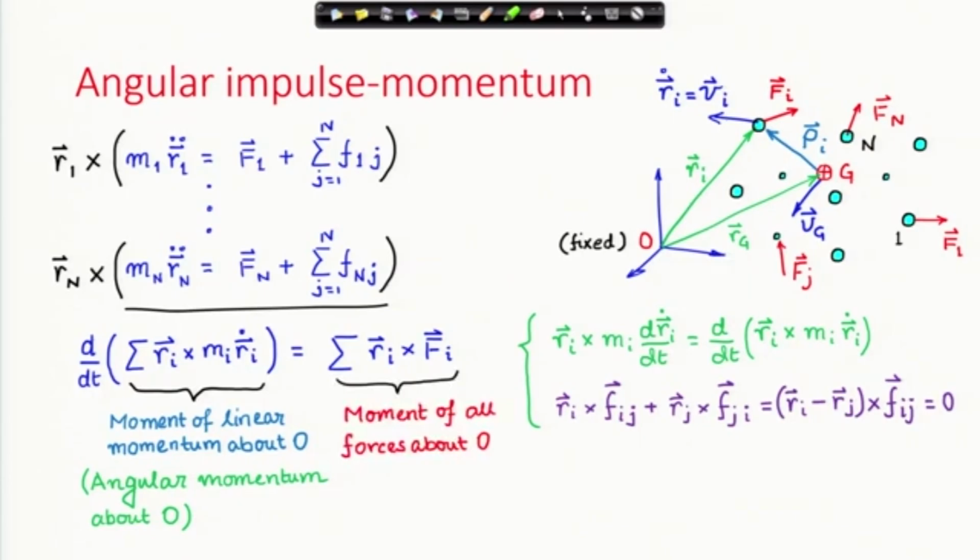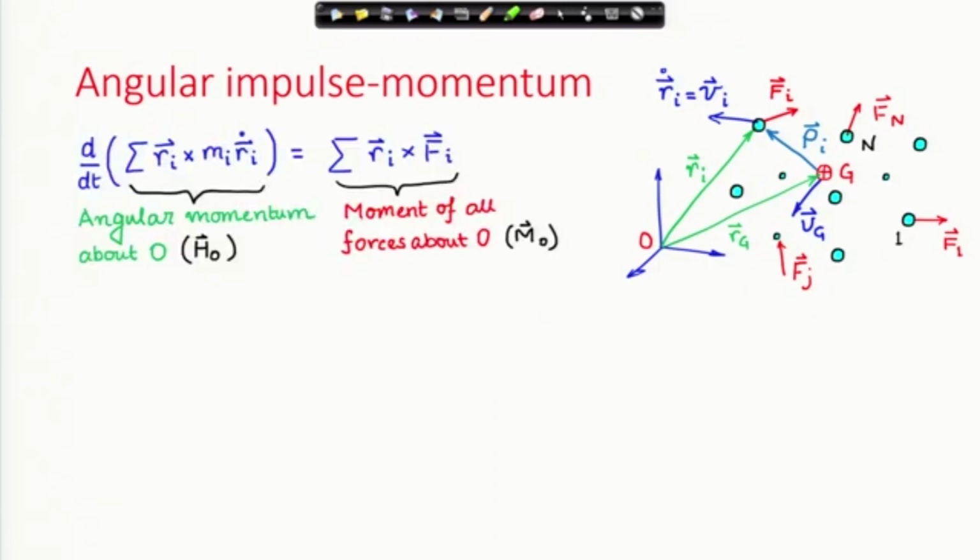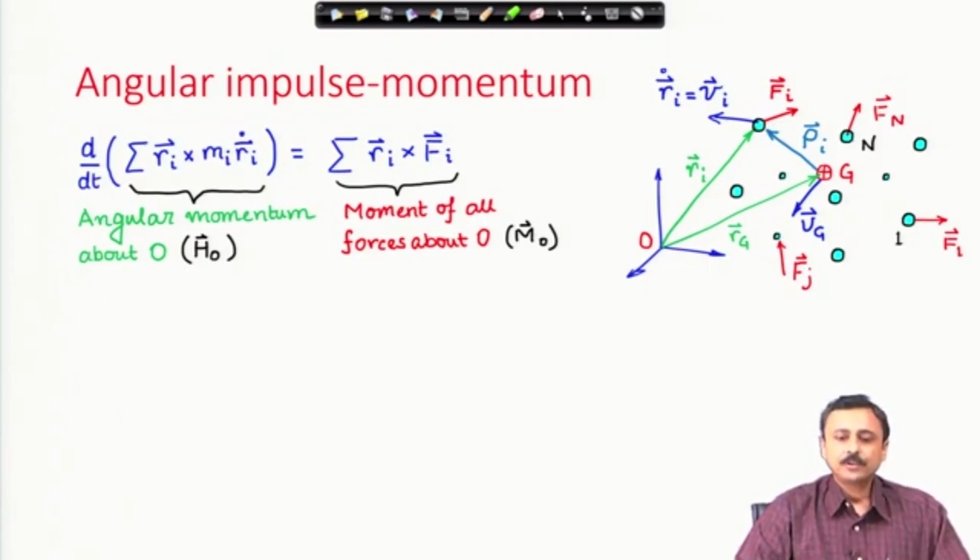And on the right hand side, we have the moment of all forces about O. So, the left hand side says that the rate of change of angular momentum about O is equal to, from the right hand side, the moment of all forces about O. So, I have removed the clutter here. The time rate of change of angular momentum about O, which is indicated by capital H sub O, is equal to the moment of all forces about O, which is indicated by capital M sub O. This equation, which we have derived starting from Newton's second law, is now a new equation.